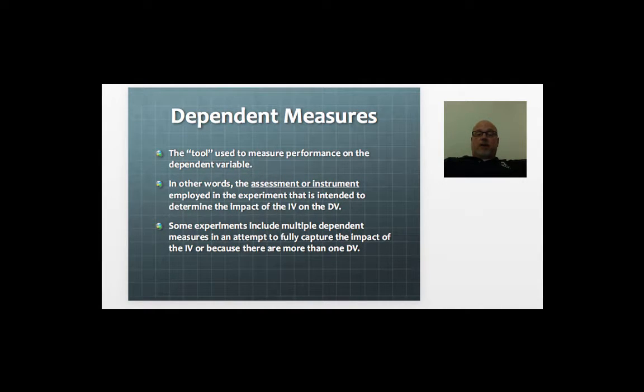The next element here is dependent measures. So we talked about a dependent variable before. A dependent measure is the tool we use to determine the impact on the dependent variable. So we were talking before about our dependent variable being understanding of organic chemistry. The dependent measure would be whatever tool, whatever test, for example, we would use to measure knowledge of organic chemistry. So the dependent measure measures the performance on the dependent variable.